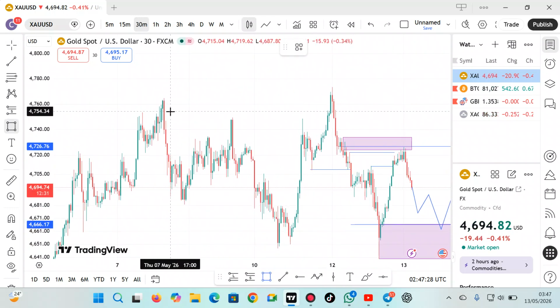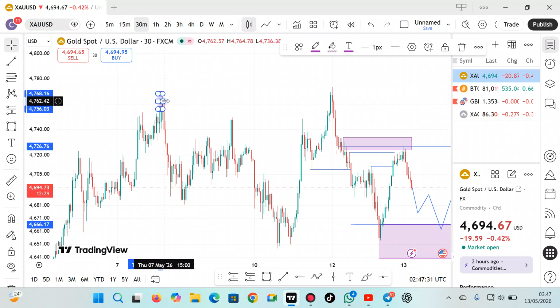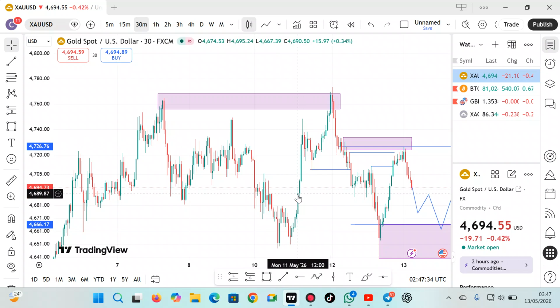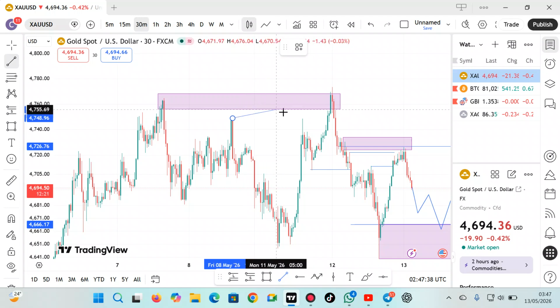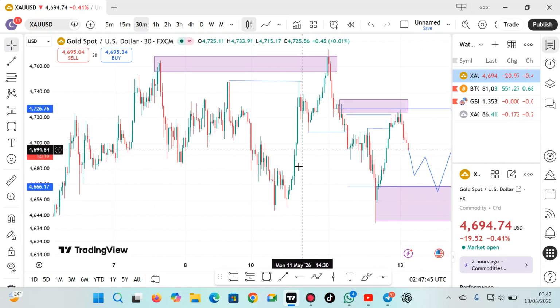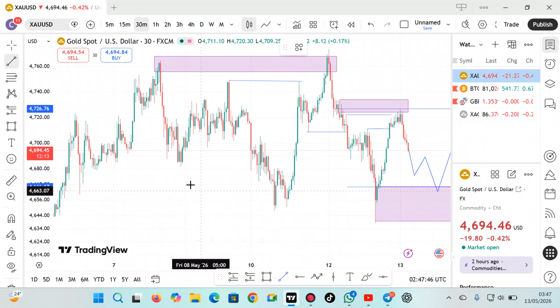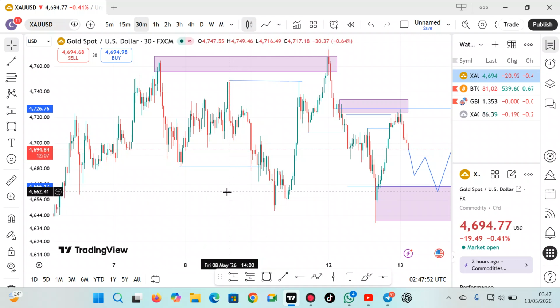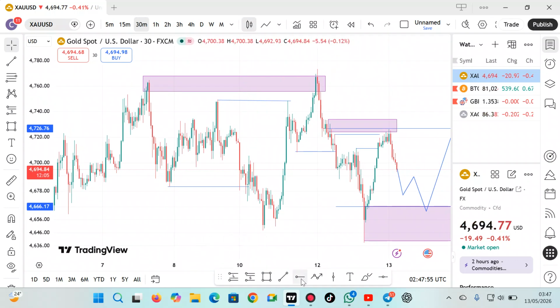Now if you notice, this is the zone the market came to, and this is the liquidity, this is a protection, right? This is a protection, and this is our BOS we are talking about. This is our BOS, right? So what happened? This market came to that zone and did what?